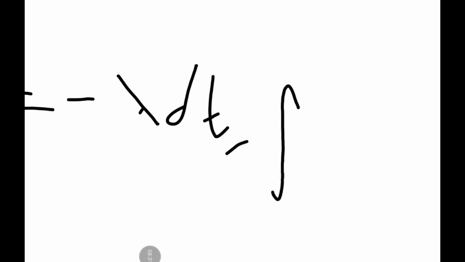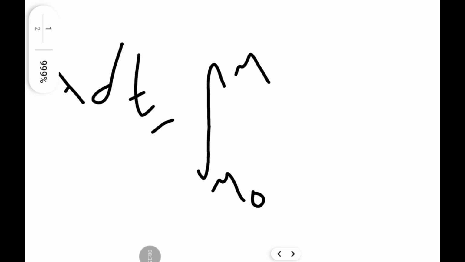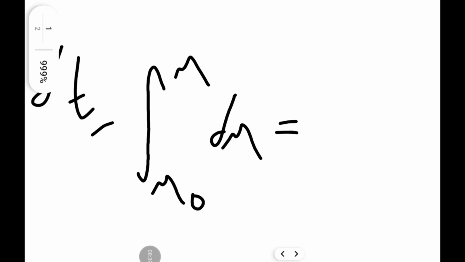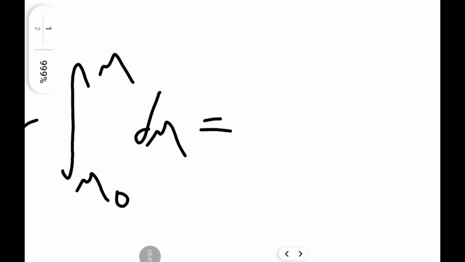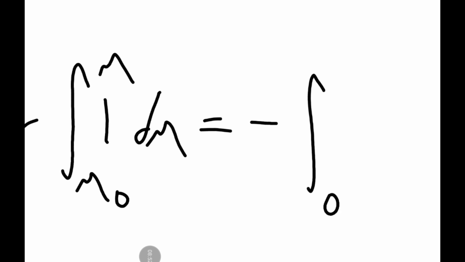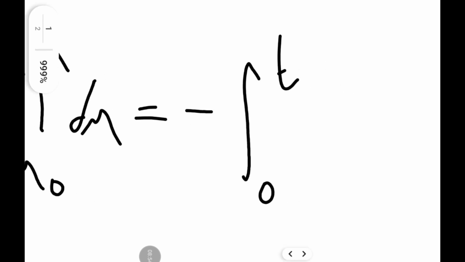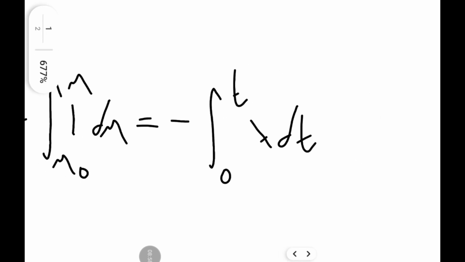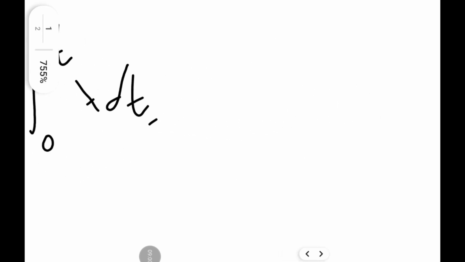With the integral between the initial mass and the final mass, or the current mass, it's going to be the integral of dm is equal to, and we're going to have the 1 here, which is helpful when it comes to actually integrating it. And in here we're going to have negative. We'll take the negative outside the integral between 0 and t for lambda dt. And with that we can solve it.